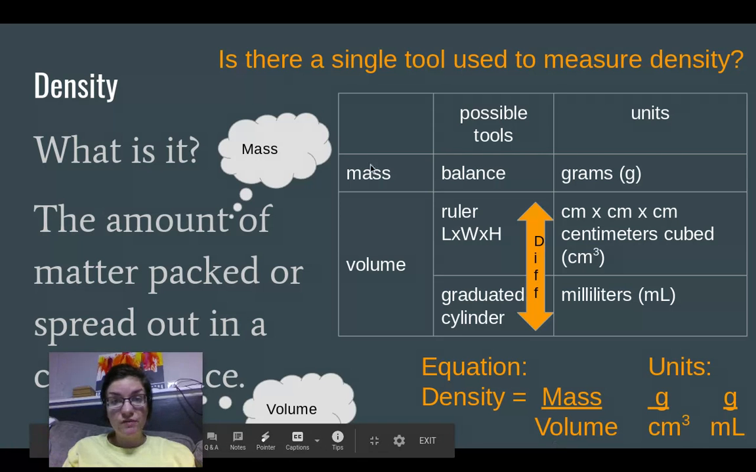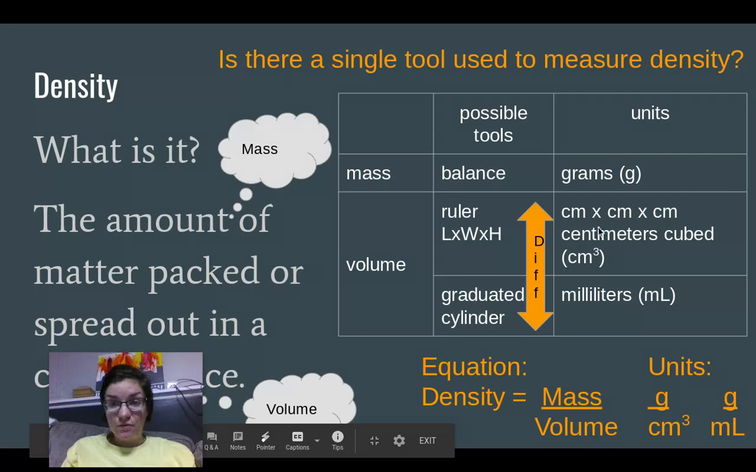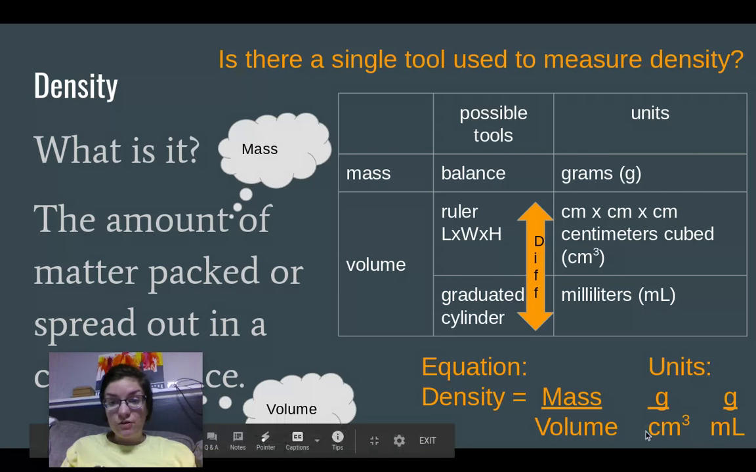So you take whatever you found when you put it on the balance, and you divide it by whatever the space is that it takes up, so whatever you found in the graduated cylinder. Mass is always grams. So at the top, you always have grams. And then depending on your object, it'll either be centimeters cubed if it's a straight edged object and you did length times width times height, or it'll be milliliters if you use a graduated cylinder.